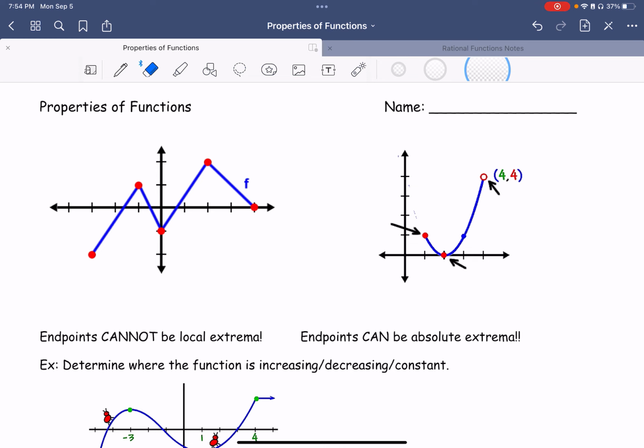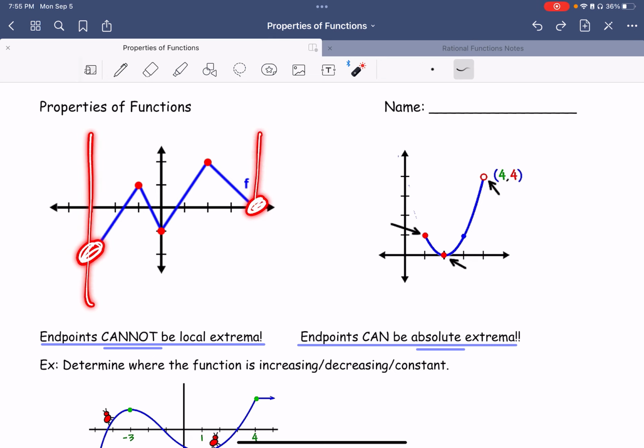Okay, we have two more examples. At the bottom, I have some important notes. So endpoints cannot be local extrema. Okay, cannot. However, endpoints can be absolute extrema. So not local, but they can be absolute. And what are endpoints? Endpoints would be this point right here and this point right here. So they're the ends of the graph. Okay, so they can be absolute, but they can never be local.